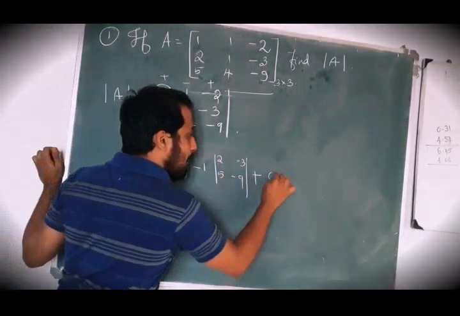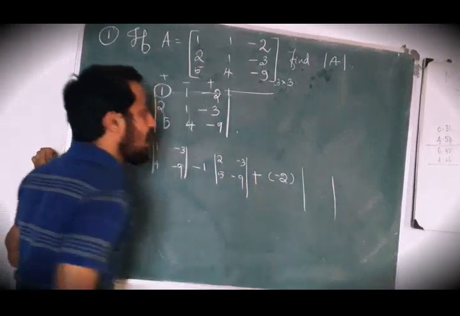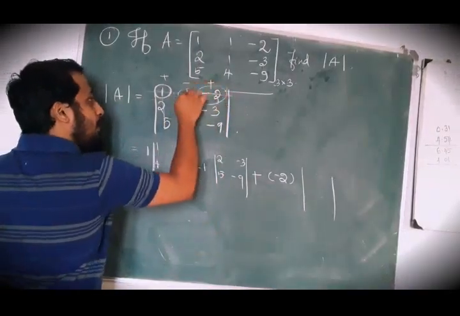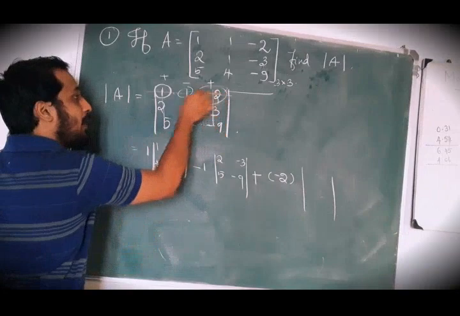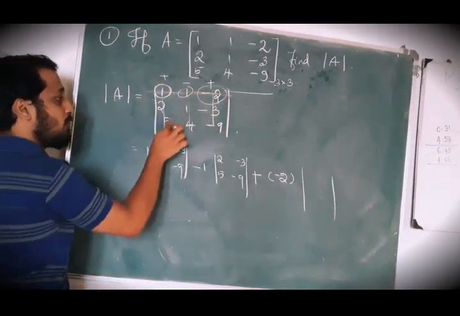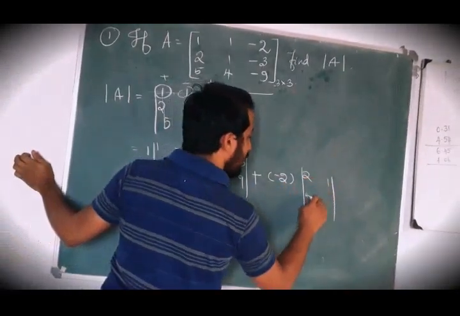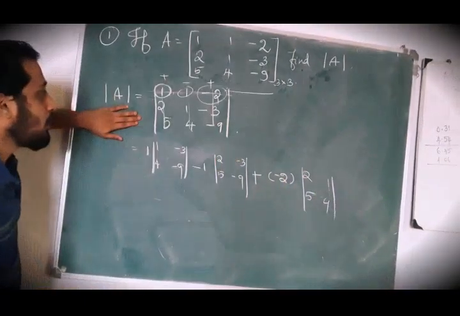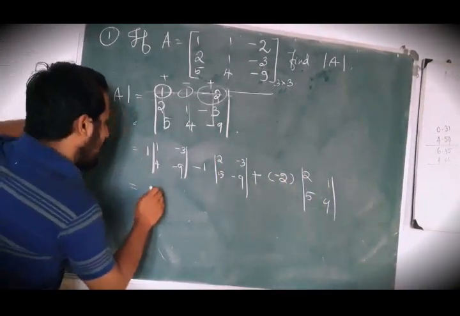Now plus, minus 2 into the last element's determinant. Including this element, I have to eliminate this column and this row. The remaining elements are 2, 1, 5, 4. This or no? 2, 1, 5, 4. What is the remaining element?